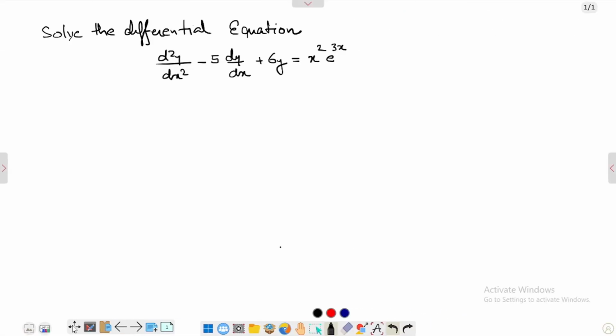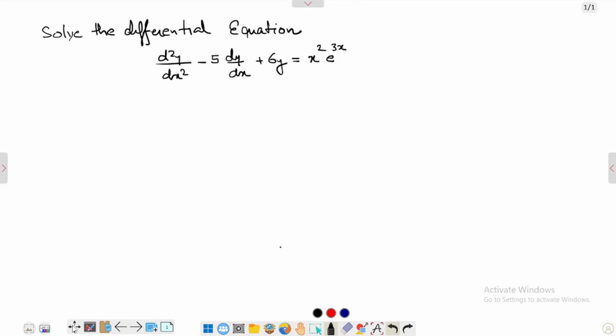In today's tutorial class, we will solve the differential equation of the type d square y dx square minus 5 dy dx plus 6y equal to x square e to the power 3x. It has a mixed function of x square as well as an exponential term. So this type of problem usually comes in your MAKAUT first year, second semester math courses. I will do a step-by-step solution.